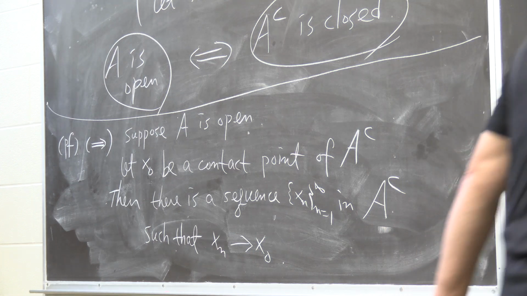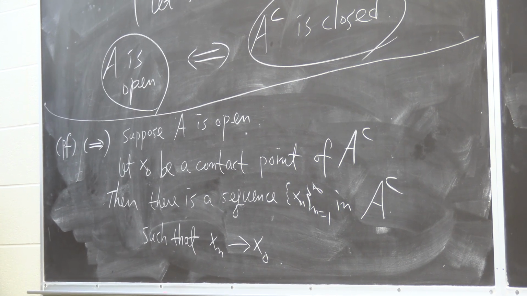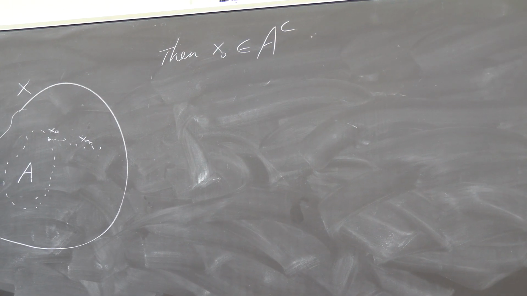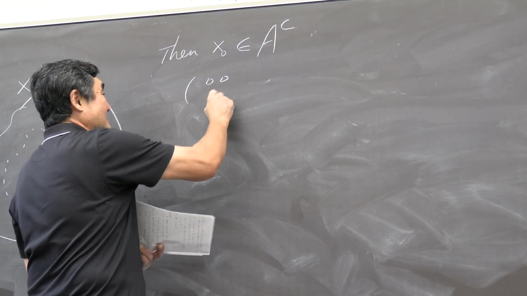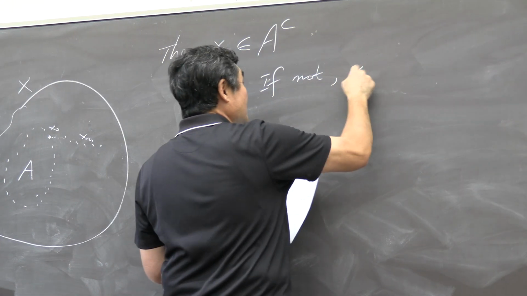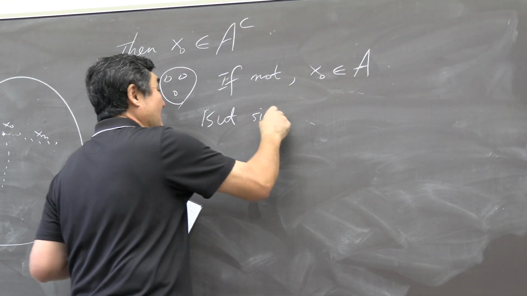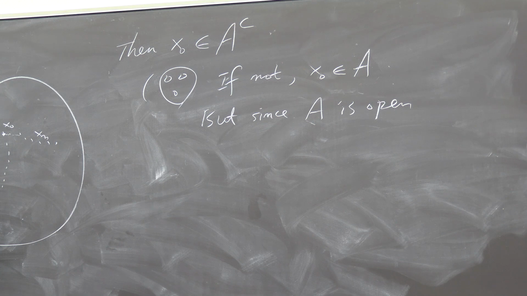Then how do we claim that the contact point x naught is still in A complement? That's what we want to claim. What happens otherwise? If not, then that contact point x naught is in A. But since the subset A is open, what must happen? The contact point x naught is in A, which is open. Then what must happen?